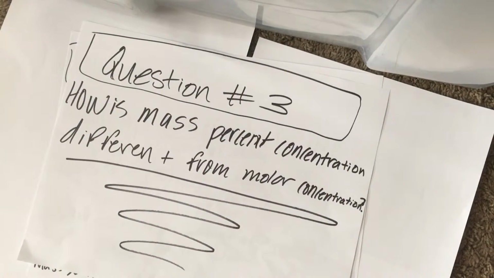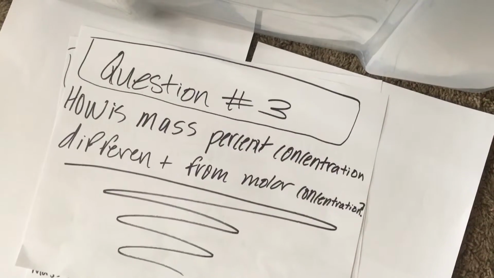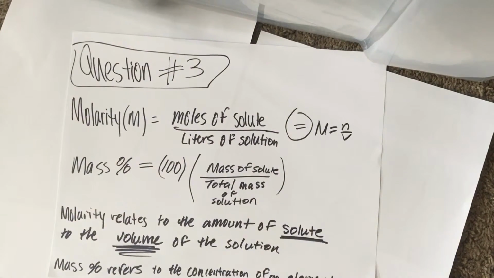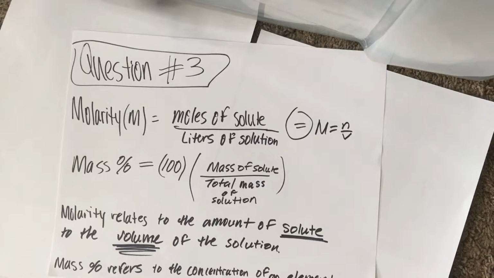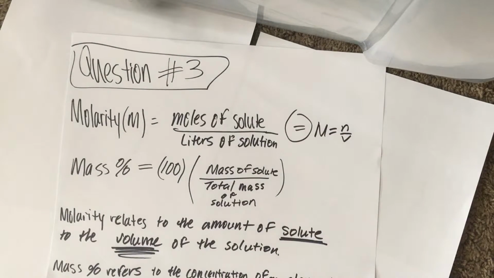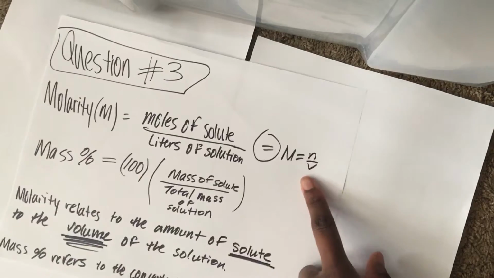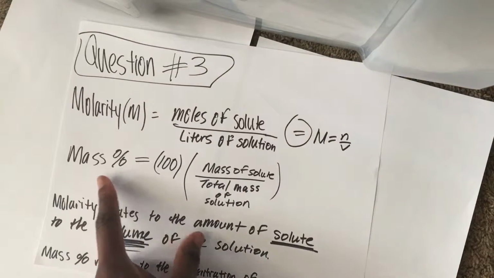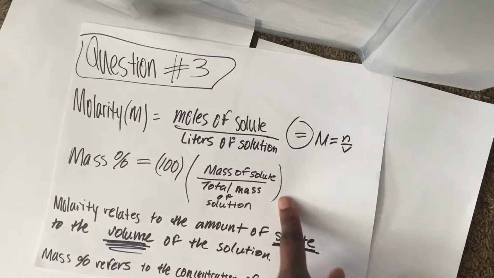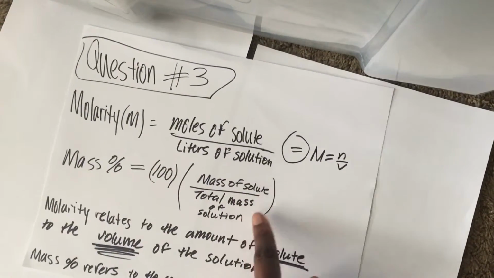Okay, question number 3. How is the mass percent concentration different from the molar concentration? So for molarity, the molar concentration, you're going to be focusing on moles over the volume. Like we do in class, it's M equals n over V. And the mass percent equation is the mass of the solute over the total mass of the solution.